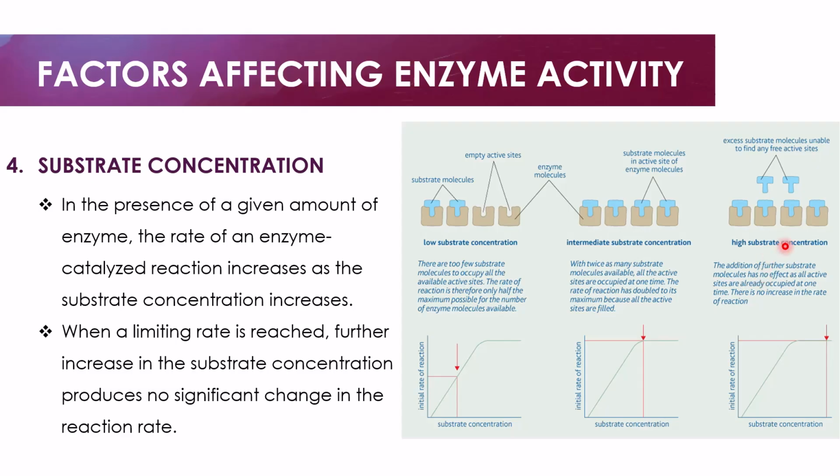Now, the last condition that we have to look at is at high substrate concentration. At high substrate concentration, the addition of further substrate molecules results in excess substrate molecules, and the excess substrate molecules are unable to find any free active sites of the enzyme to bind to. Therefore, there will be no increase in the rate of reaction, and the nature of the graph is represented as this.